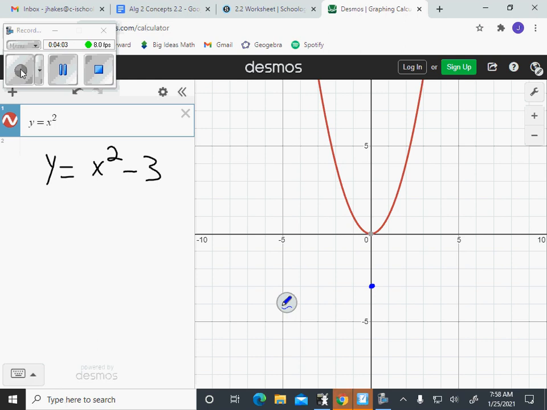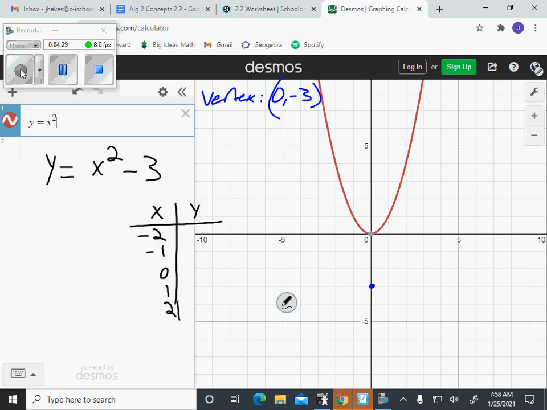This is our vertex, right? So our vertex is at 0, negative 3. Okay, and if I were to graph this, let's get an XY chart. And again, I want some negatives and positives, so I'm going to go negative 2, negative 1, 0, 1, and 2. I'm just going to plug these x's into that variable. When negative 2 is squared, we get 4. But then we have to subtract 3. 4 minus 3 is 1. So at negative 2, we should be at 1.